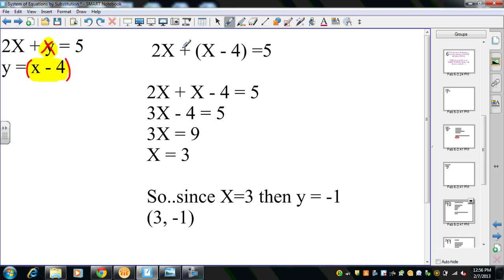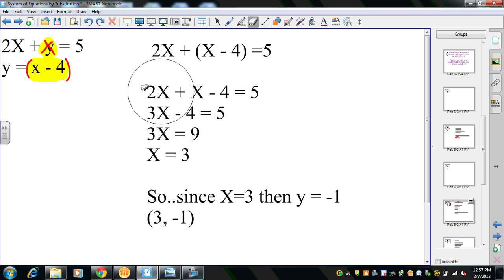All right, so like I said, this positive, when I distribute it, doesn't change anything, so I can go ahead and do away with the parentheses. So this ends up being 2x plus x minus 4 equals 5. Well, 2x plus 1x right here is equal to 3x, and then I have my minus 4, and that's equal to 5. I'm going to add 4 to both sides. So when I do that, this side ends up being 9. So I have 3x equals 9. And I divide both sides by 3, giving me x is equal to 3.